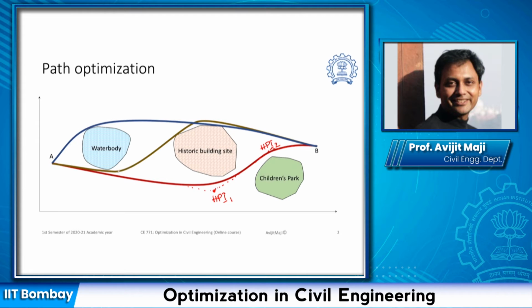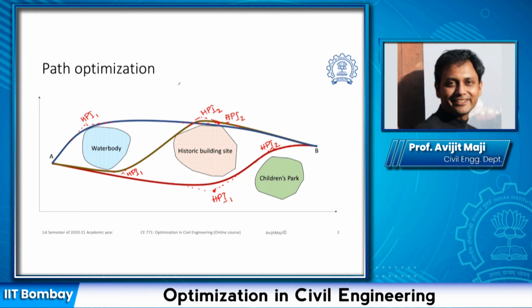Likewise, for the second alignment, which is here, this is the first horizontal point of intersection and this is the second horizontal point of intersection. In the third one, my horizontal points of intersection are somewhere here. So in all the cases, these horizontal points of intersection can be represented by the x and y coordinate.